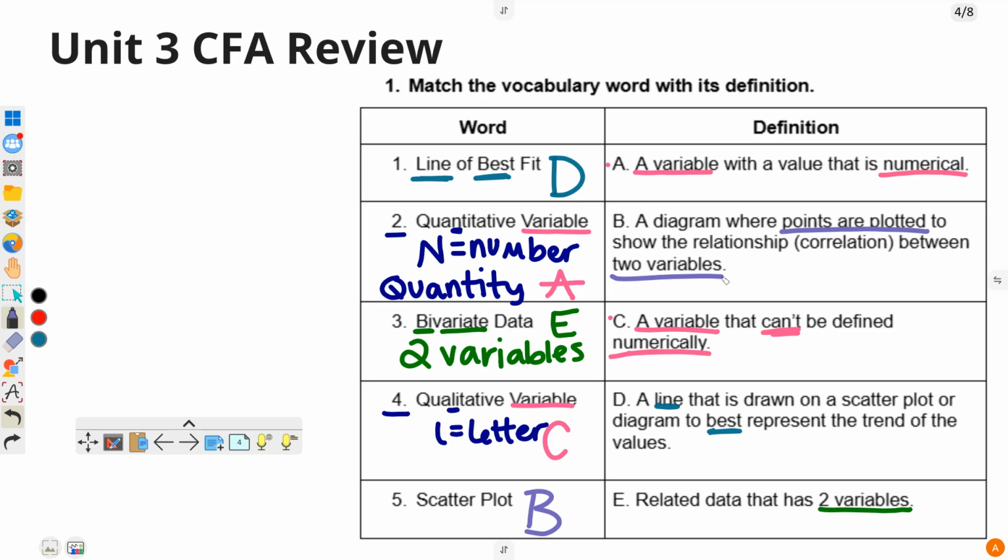So hopefully y'all have used your tip chart, you've used the word wall, and you feel comfortable matching up these definitions, okay? If not, keep practicing, keep using that tip chart to help you.